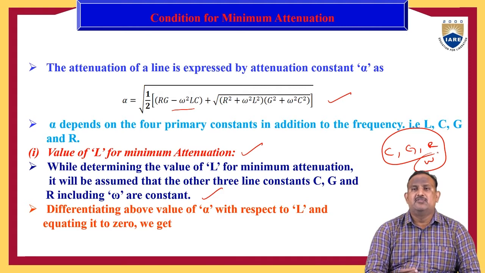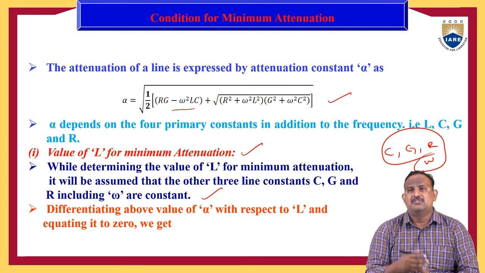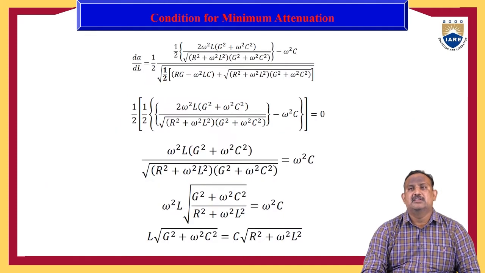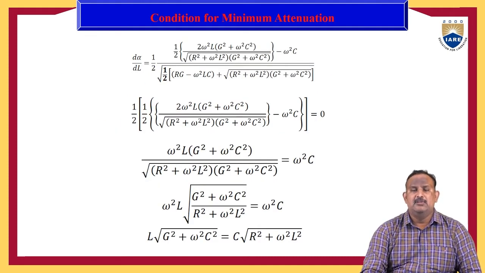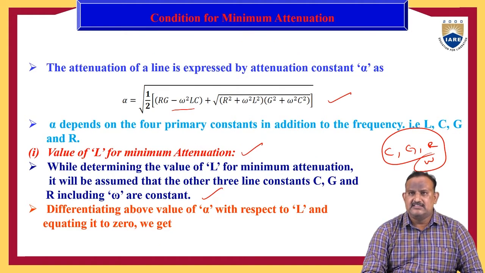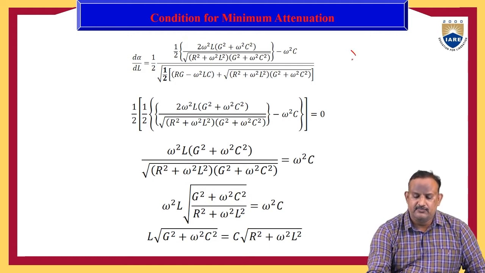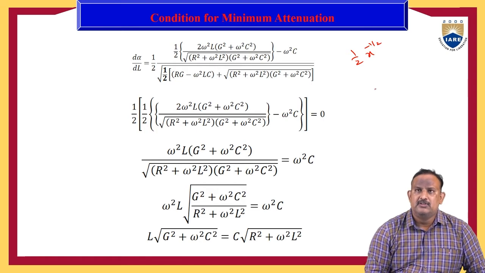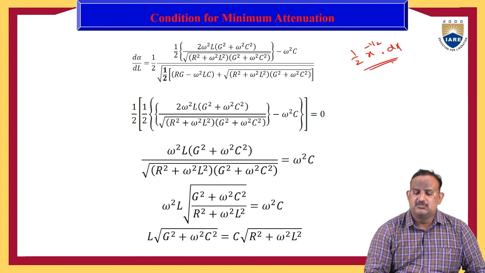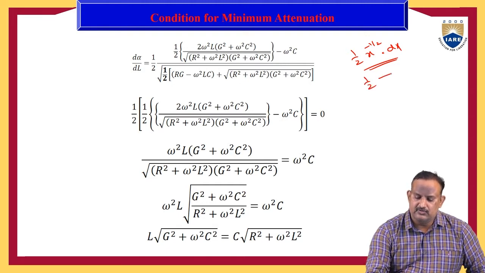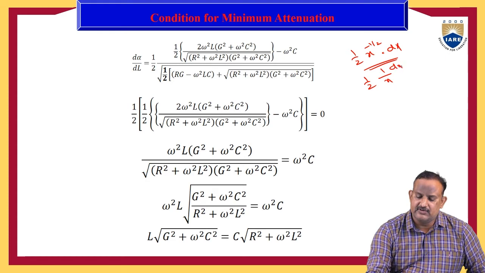So differentiating the above equation of alpha, or attenuation constant, with respect to L and equating it to 0, we can get the minimum attenuation condition. So here d alpha by dL. Here we have a root x. If you differentiate root x, it is half into x power minus 1 by 2 into dx, that is, half into 1 by x into dx.